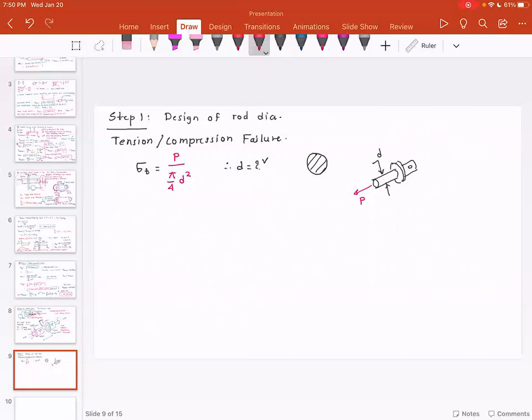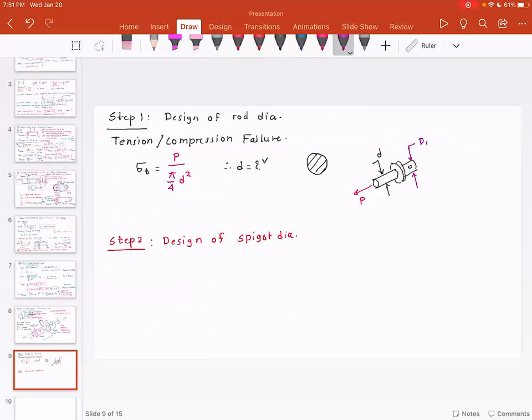Next step is design of spigot diameter. This spigot diameter is nothing but this, and I'm going to call this D1.